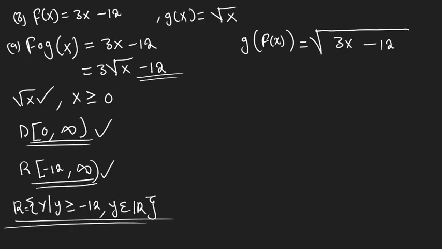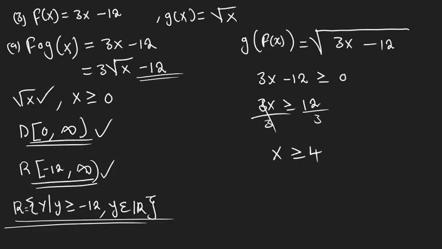Of course, how do you find the domain? We get 3x minus 12 and say it must be greater than or equal to 0. So this is going to be 3x greater than or equal to 12. Then divide both sides by 3. This is going to be x greater than or equal to 4. So my domain is going to be a set coming from 4 going all the way to positive infinity.